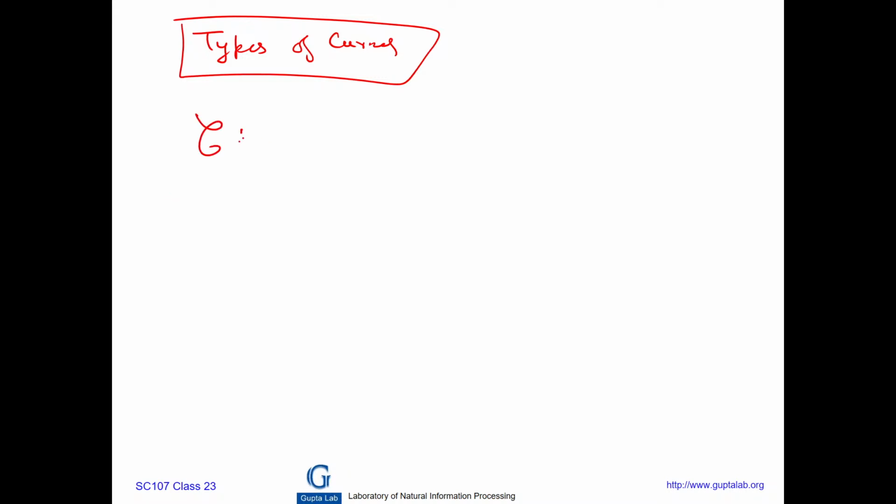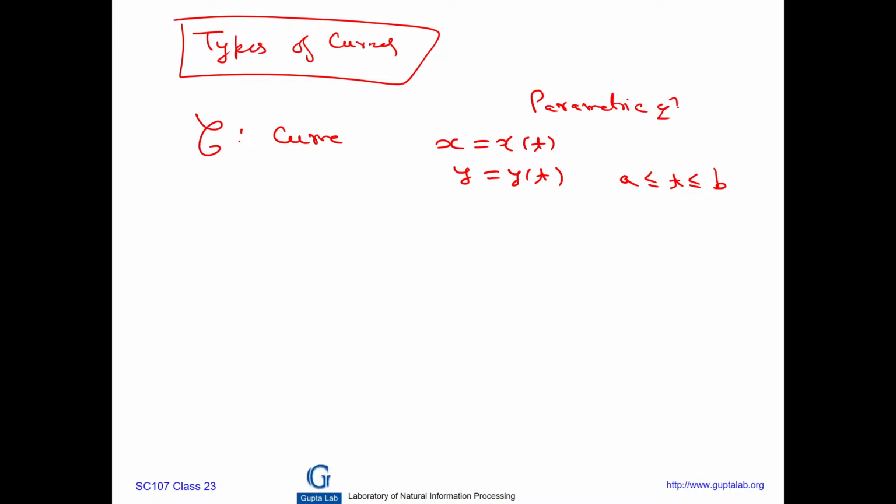Suppose C is a curve, and we can find a parametric representation like x is equal to x(t) and y is equal to y(t) for this curve. Parametric equation. By the way, can we do parameterization for each curve? Is it possible to find a parametric equation for every curve?